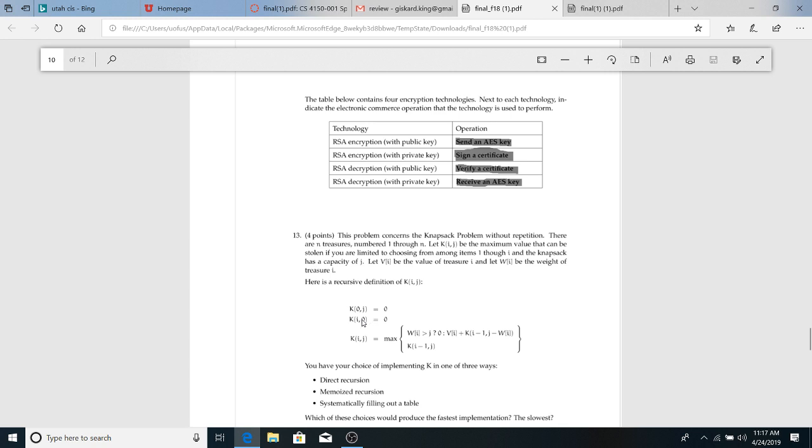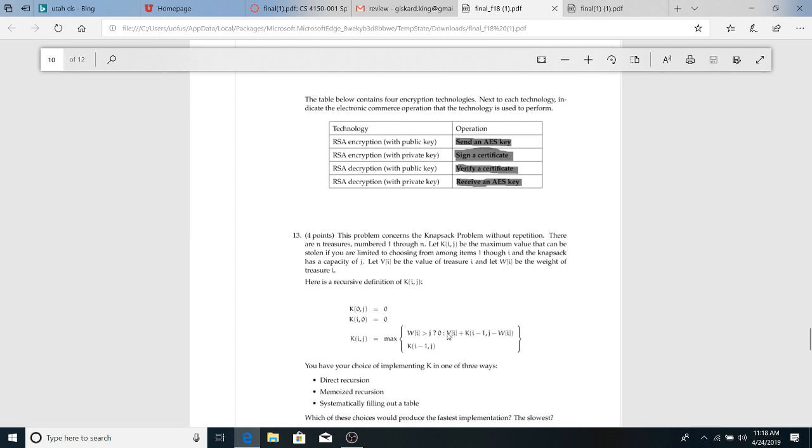If you want to pick an item but you can't carry it, then you have zero value as well. Those are your base cases. You either run out of space or you run out of things to pick. So that's pretty much what the problem is saying here. You see how we're trying to maximize it because we're trying to take as much gold as possible.